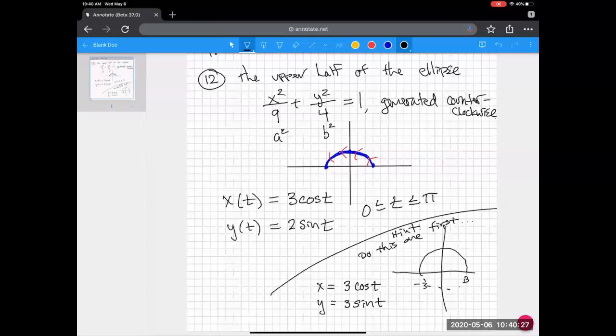Yeah, go ahead. In an ellipse, well, I should probably start with the circle. So in a circle, we have the same length for your x and your y, whereas in an ellipse, the y is a little bit shorter than the x. That's why we have an ellipse in this case, right? Exactly.